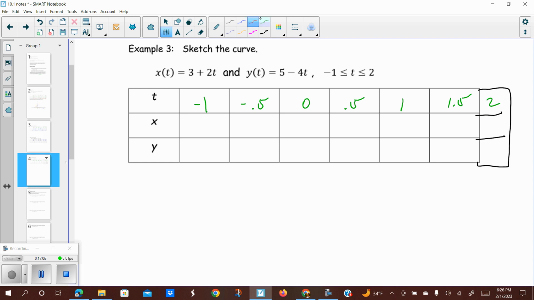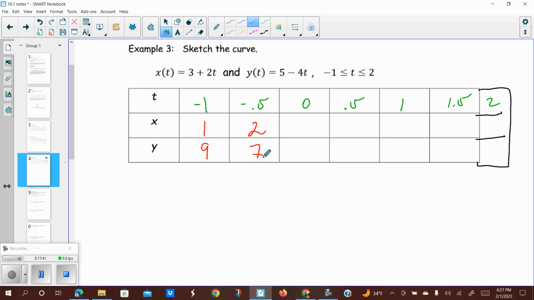Okay, so if we plug in -1 for t, for x we should get 3 minus 2, which is 1. Plugging -1 in for y, we should get 5 plus 4, which is 9. Let's see, if we plug in -0.5, that's going to be 3 minus 1, so that's 2. And for y, 5 plus 2, which is 7.